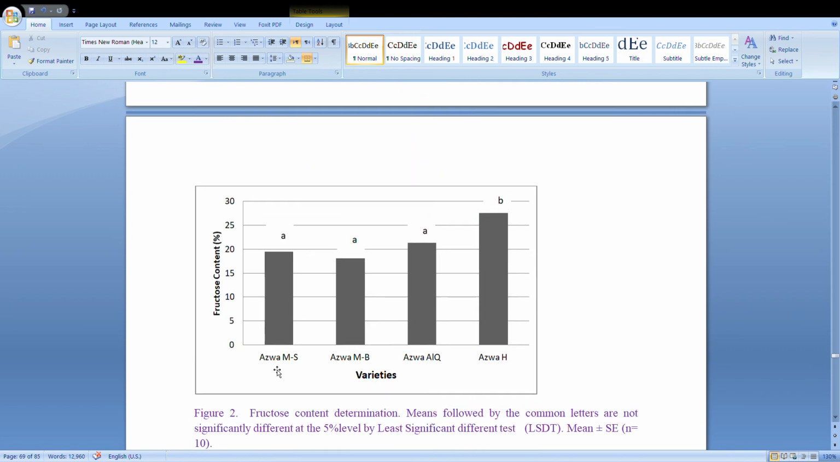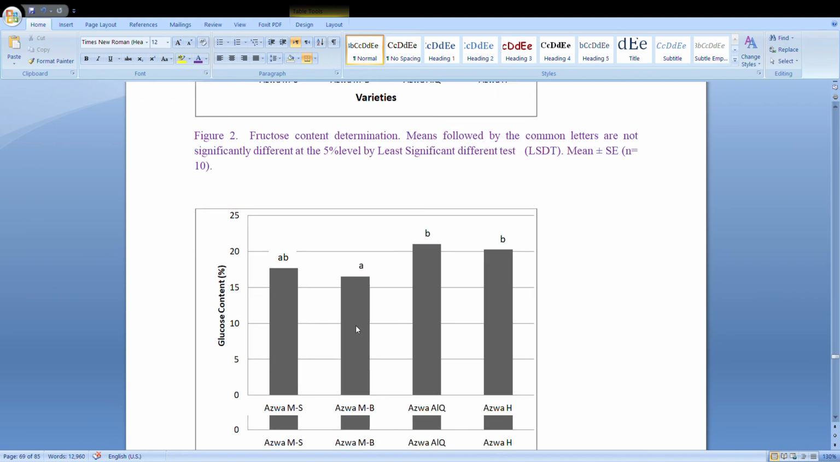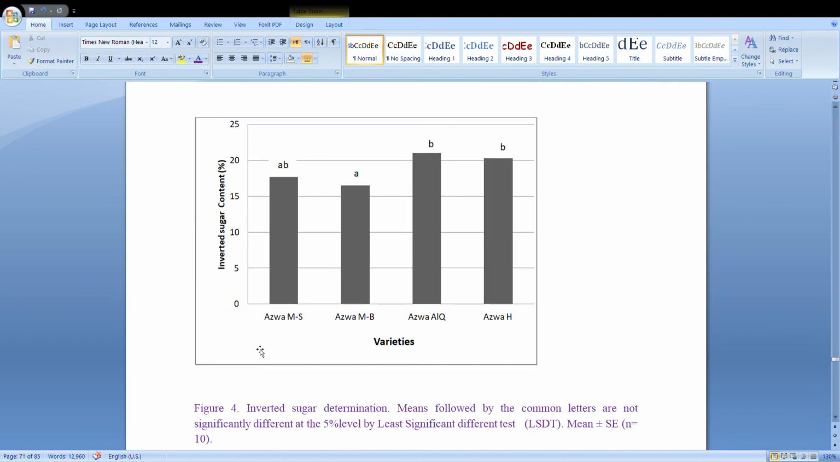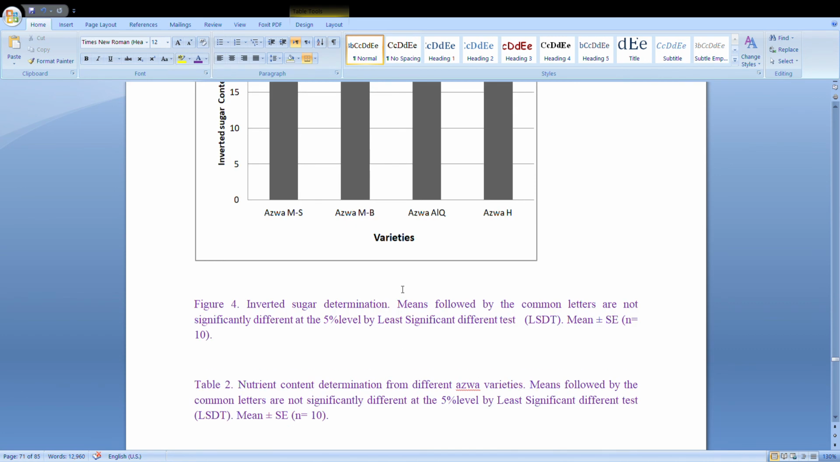The fructose content: Al Qasim, Al Hile, then Al Madina. Then inverted sugars are also the same, higher in Al Qasim and higher than Madina Ajwa.